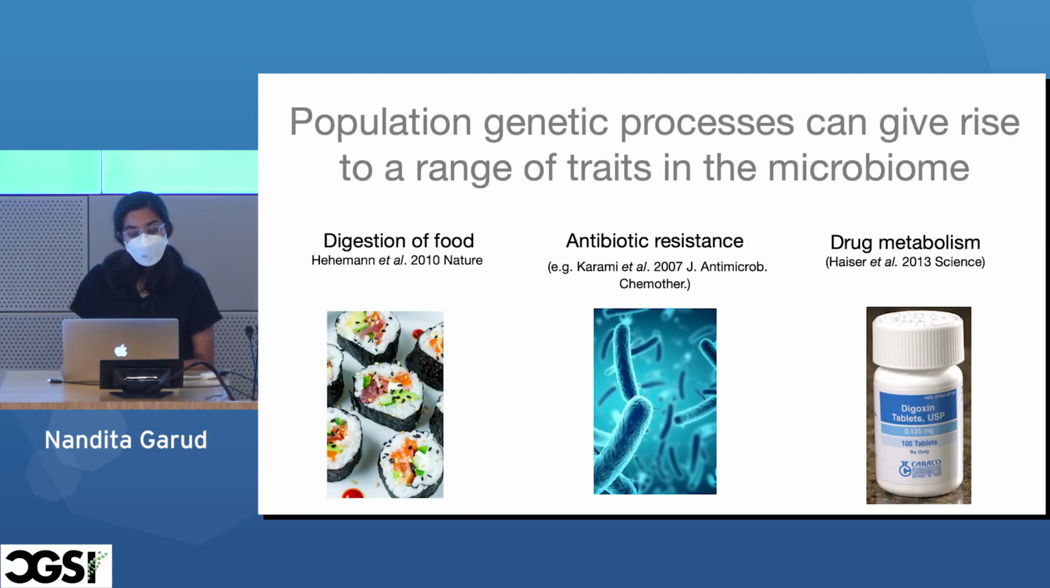Well, these population genetic processes can actually give rise to a range of traits in the microbiome. So, for example, mutations in our microbiome are responsible for the ability to digest food. There's a gene present at very high frequency in Japanese individuals that actually confers the ability to digest the sushi wrapper seen here. And in mice experiments, people are seeing repeated and rapid evolution in response to high-fat diets. So the gut microbes are adapting to what we eat. And they're playing a really essential role in aiding the digestion of that.